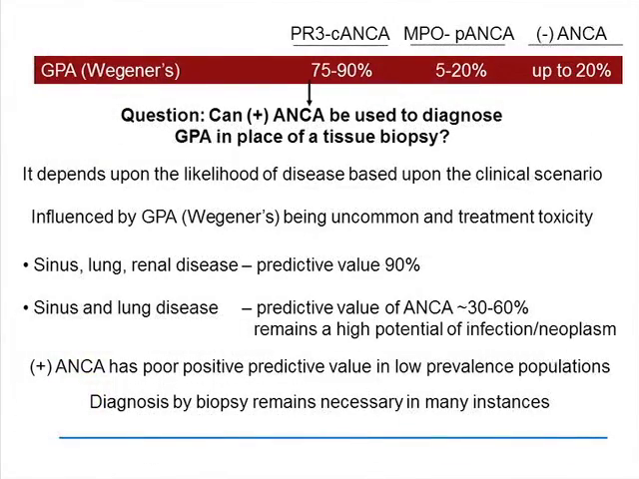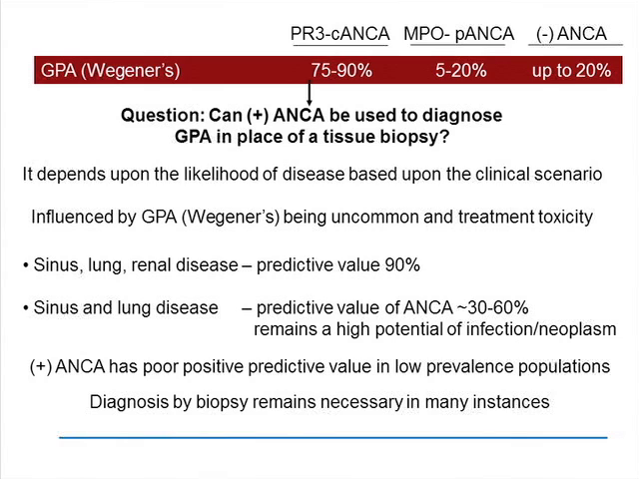In the case of GPA, the strongest antigen association is with proteinase 3 ANCA, in which about 75 to 90% of patients may be positive. About 5 to 20% of patients may be positive for myeloperoxidase p-ANCA. And what's also important to recognize is up to 20% of these patients may be ANCA negative, such that having a negative ANCA does not rule out the possibility of GPA.